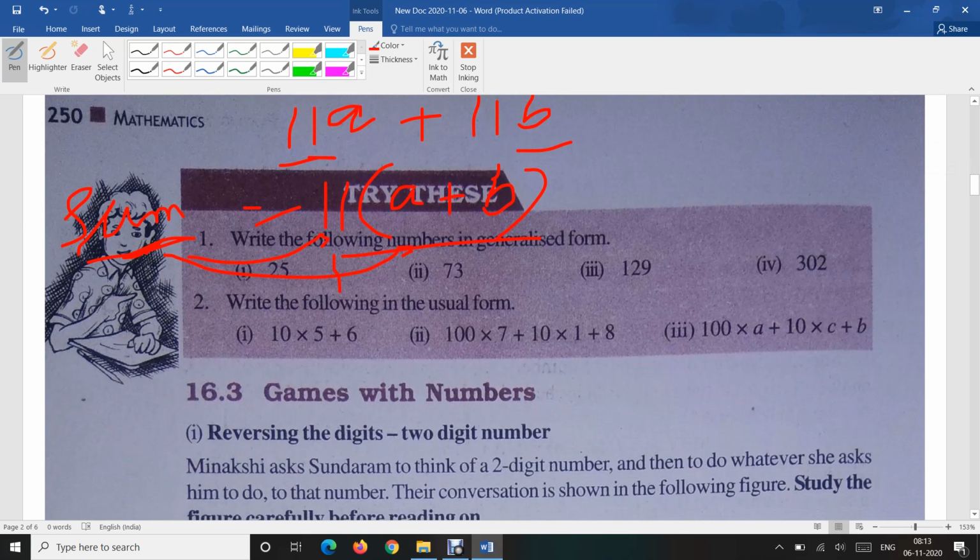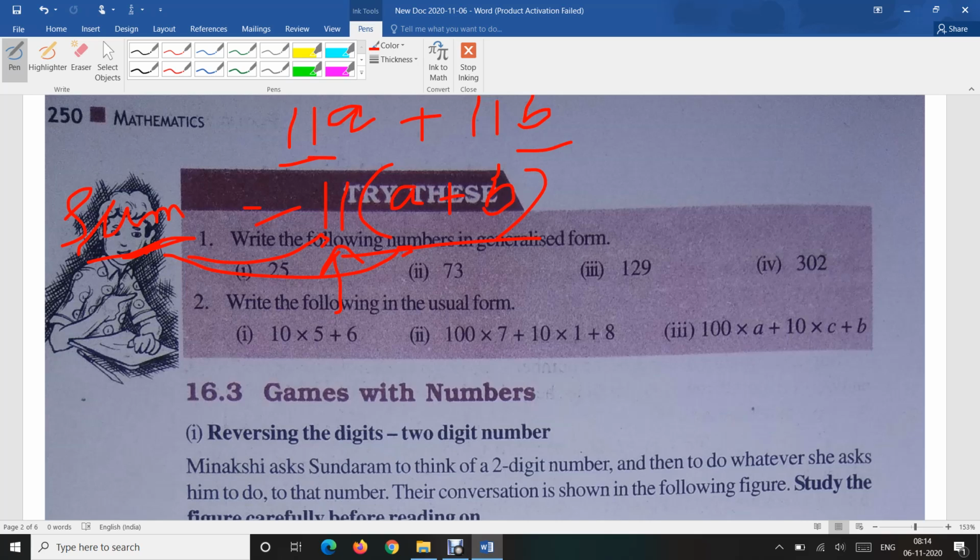Now we are interested in 11 here. That means if we thought of a number, then the sum of that number and its reverse will always be divisible by 11 and will give the remainder 0.